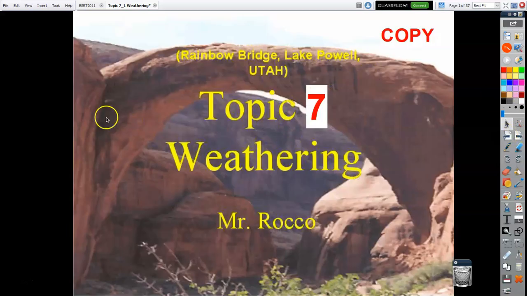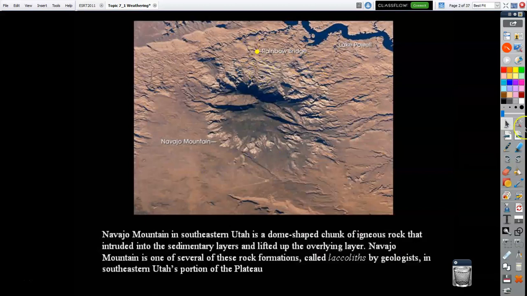Go back. Rainbow Bridge. So you see this right here. This is an arch. This is out in Utah near what's called Lake Powell. Maybe some of you have been out to Utah. I have not, but you might have seen these kinds of features out in places like Utah. This is where it is, up here in the north part of a mountain called Navajo Mountain.